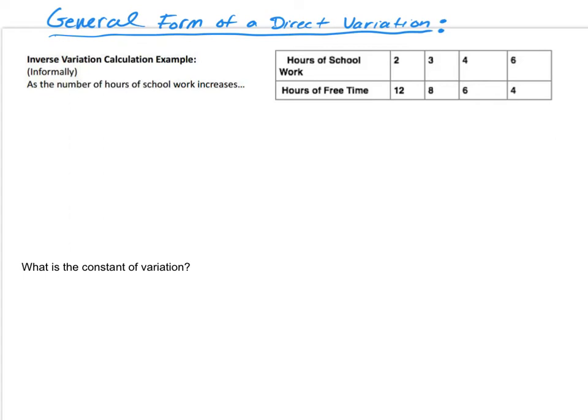In a previous video, we explored direct variation and what it meant if two variables had a direct variation. In this video, we're going to look at inverse variation.